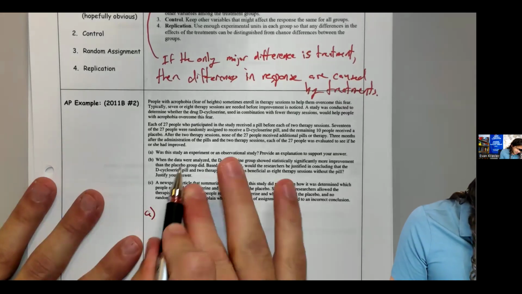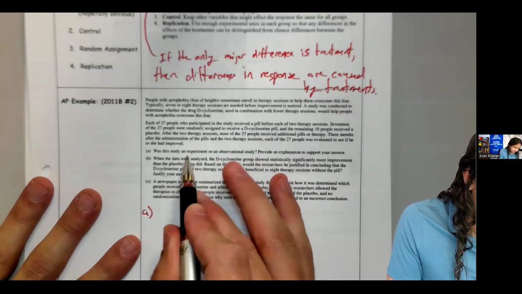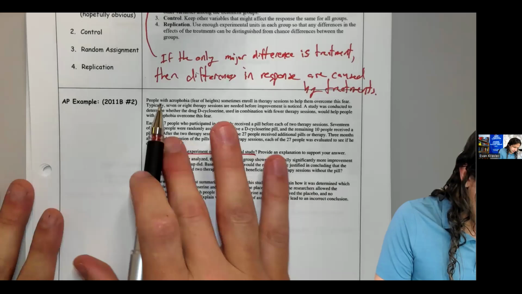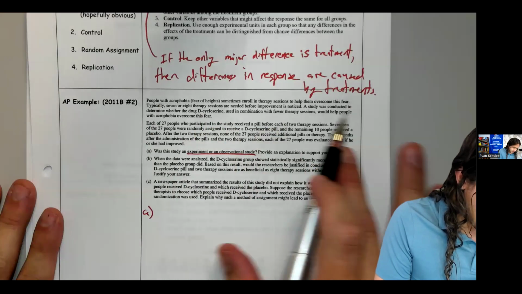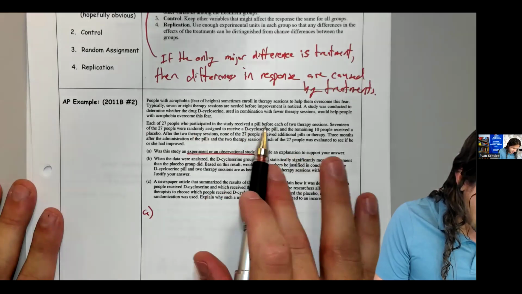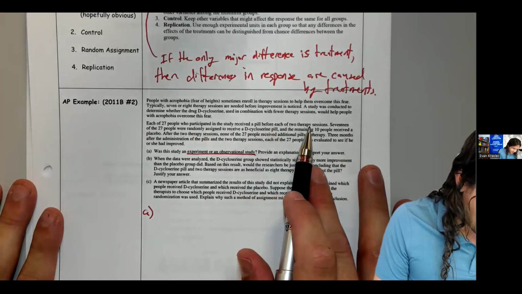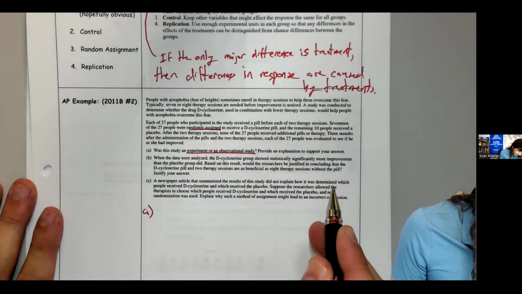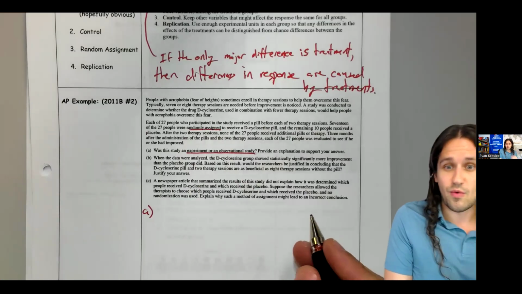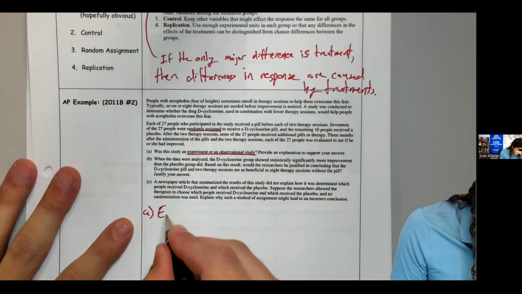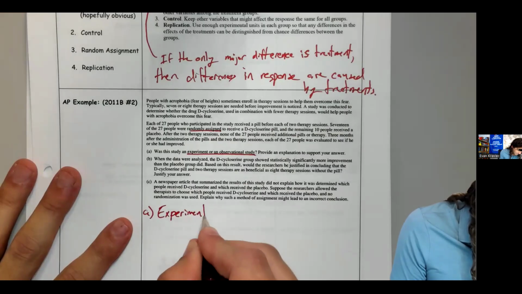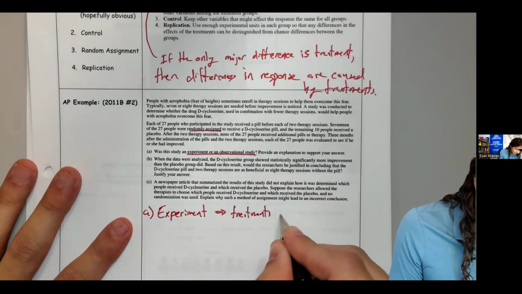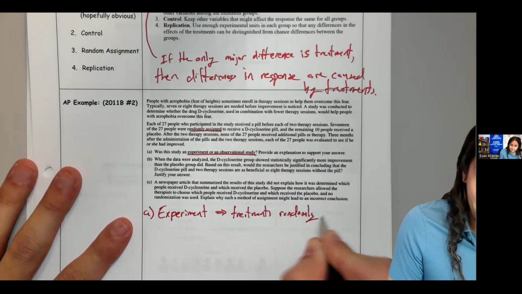A, was the study an experiment or an observational study? Okay, you got your first thing you got to consider here. Take a moment. Read through it. Study was conducted. Participants in the study received a pill before each of the 2 therapy sessions. Oh, 17. Oh my gosh, randomly assigned. Okay, so what do we know here? This is an experiment. Why do we know? Treatments are randomly assigned.